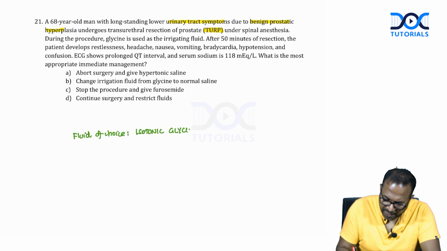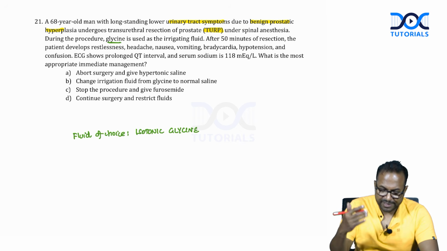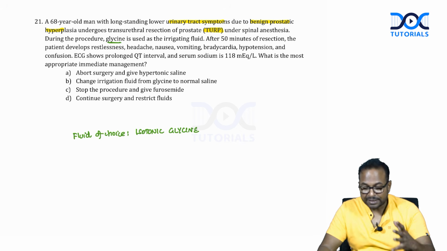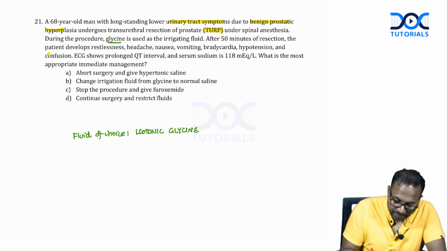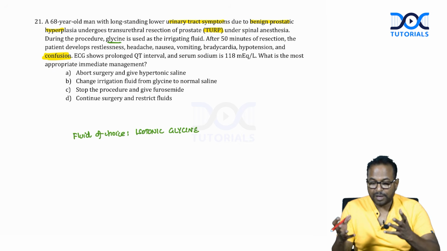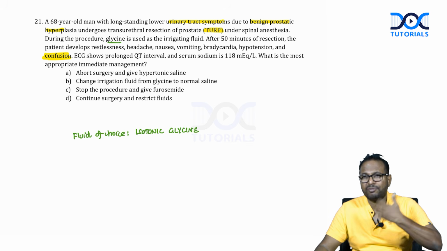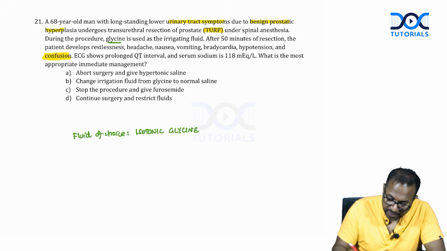Isotonic glycine is an ideal fluid which is also used as an irrigating fluid. After 5 minutes, as the surgery is going on, the patient developed restlessness, headache, nausea, vomiting, bradycardia, hypotension and confusion. That's a clue. When surgery is going on, because it's spinal anesthesia, the patient will be awake only. He's telling, sir, I'm confused, I'm getting vomiting, something is happening like that. Immediately you should put on an ECG monitor.